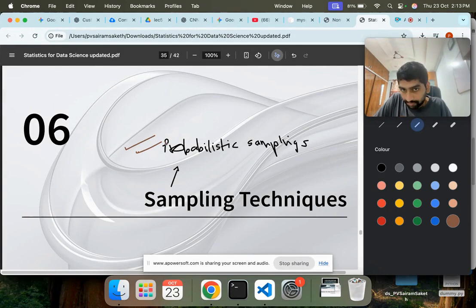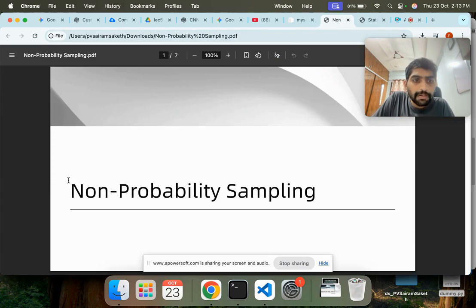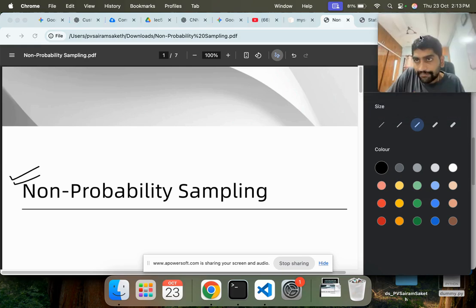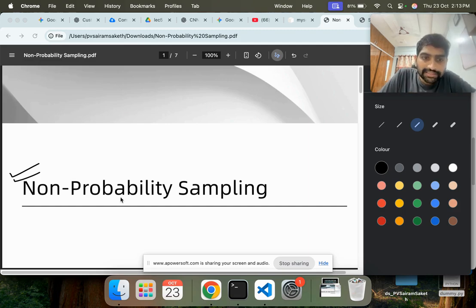So from this, what you understood is that in all of these four concepts, the concept of probability plays a very important role. So that's why this type of sampling is called probabilistic sampling. Now the next topic is non-probabilistic sampling. It is important for you to know the types of sampling that you have. Two types of sampling you have: probabilistic and non-probabilistic. So what are these non-probabilistic samplings?